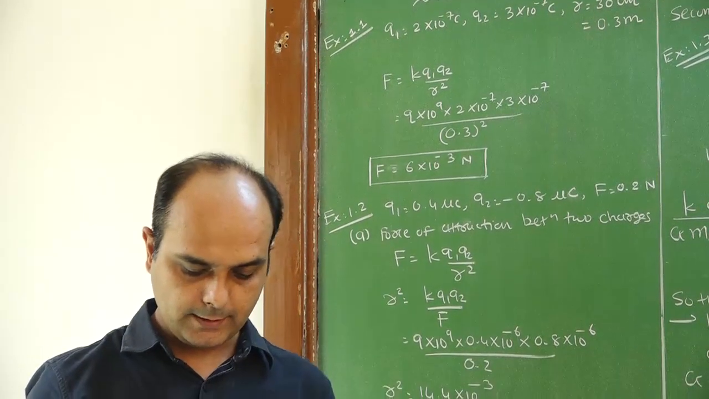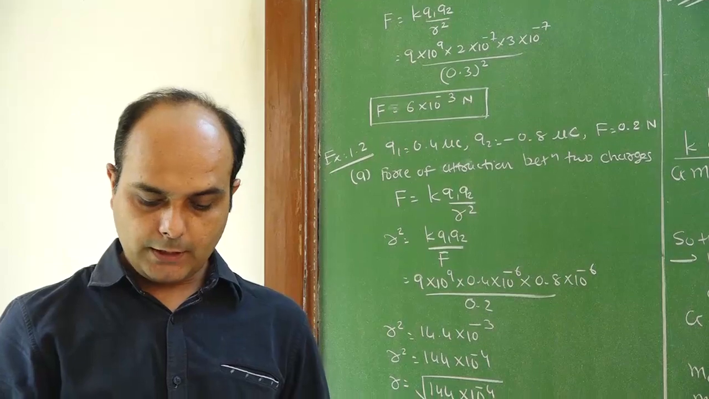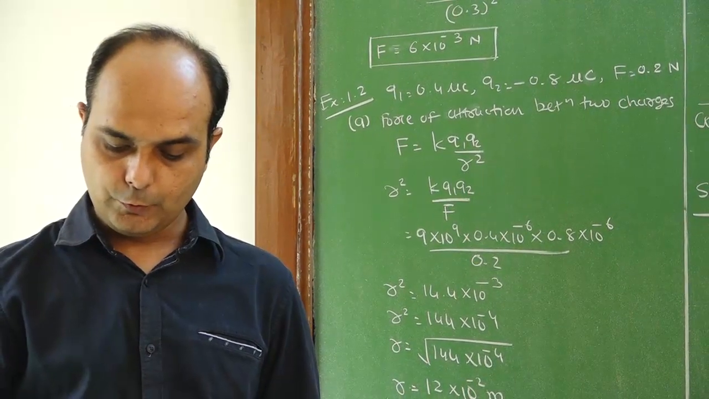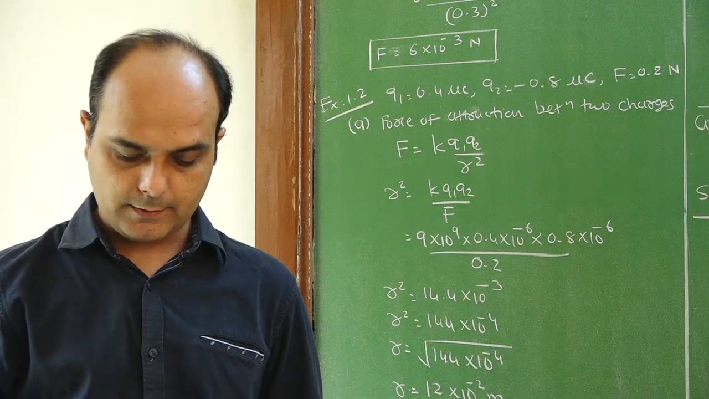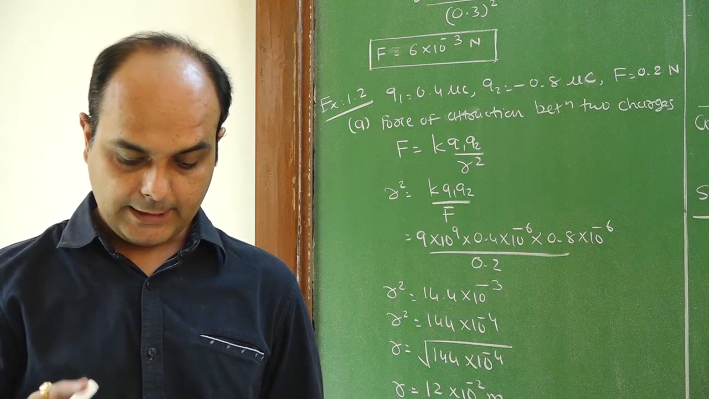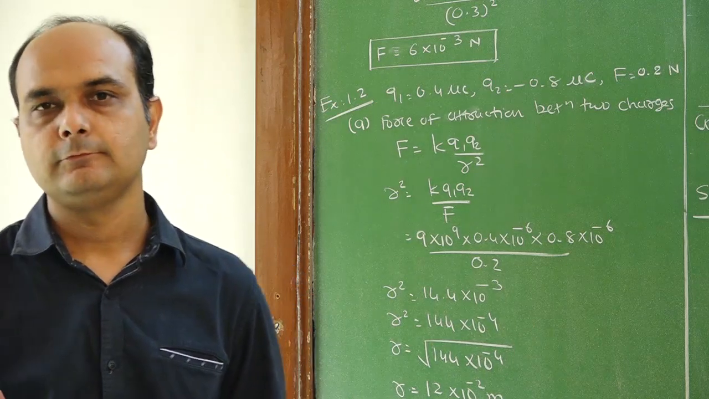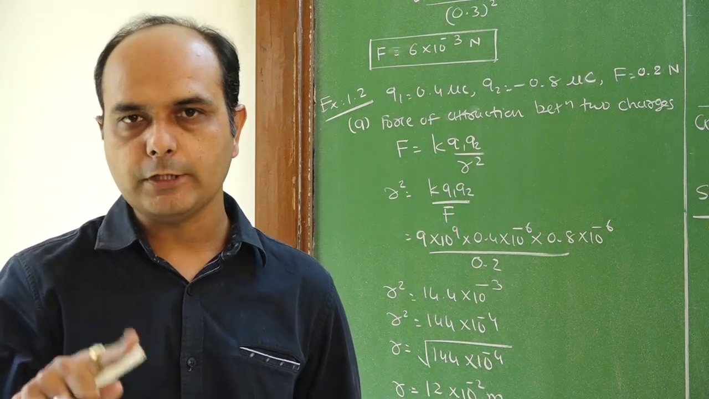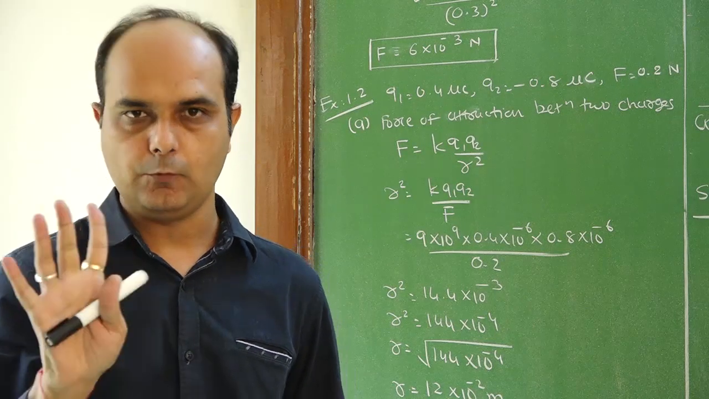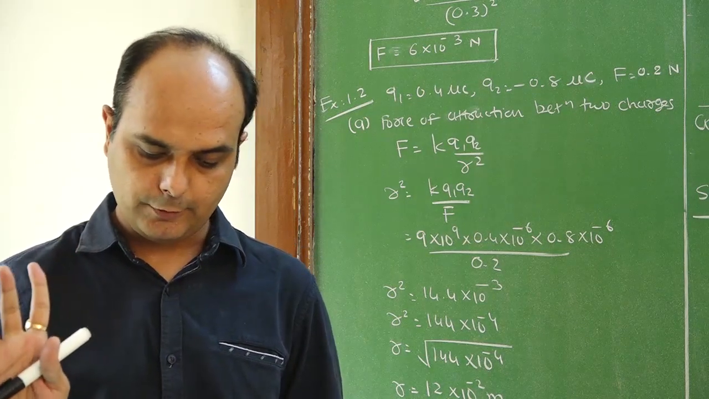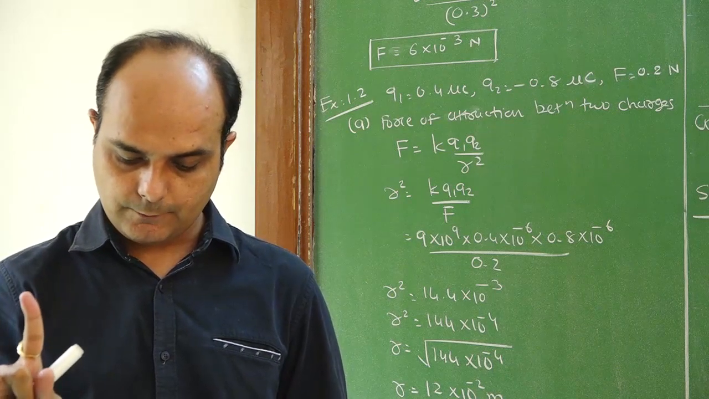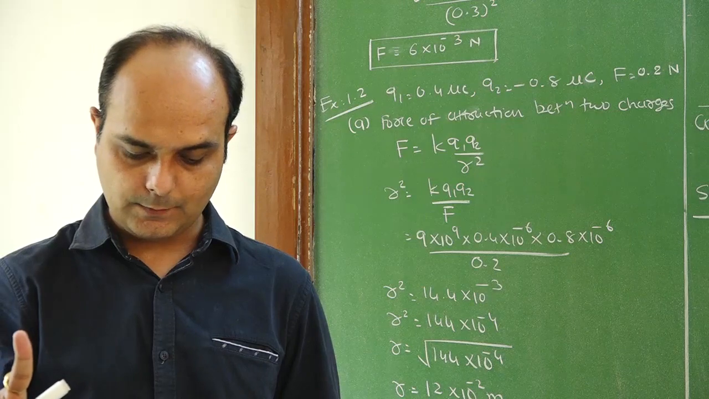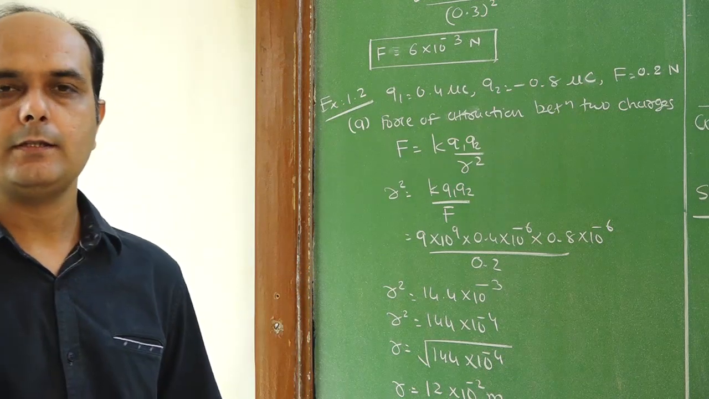The question is like this. The electrostatic force on a small sphere of charge 0.4 microcoulomb due to another small sphere of charge minus 0.8 microcoulomb in air is 0.2 Newton. One charge is positive, the second charge is negative. Between the positive and negative charges the force acting is attractive, and the value of the force is 0.2 Newton. What is the distance between the two spheres? And what is the force on the second sphere due to the first? That is the next question.